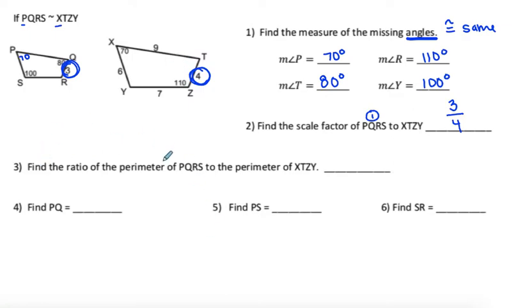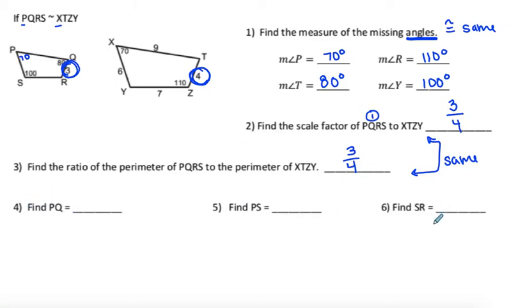Find the ratio of the perimeter of PQRS to the perimeter of XTZY. Okay, this is going to be, again, the same order, so I don't have to change this at all. I know that those perimeters are going to be proportional in the same way as the sides. As long as that order has stayed the same, so will this. So even though I don't know these other 3 sides, I know the ratio will be the same.